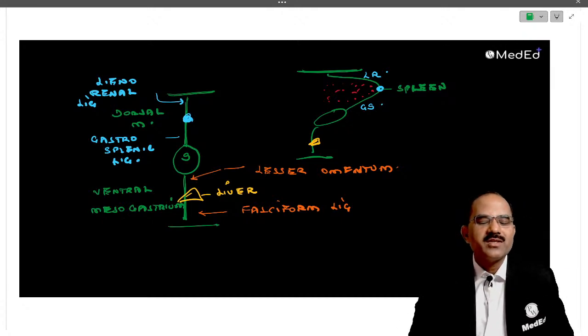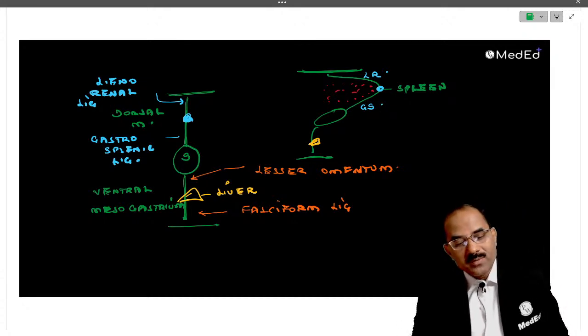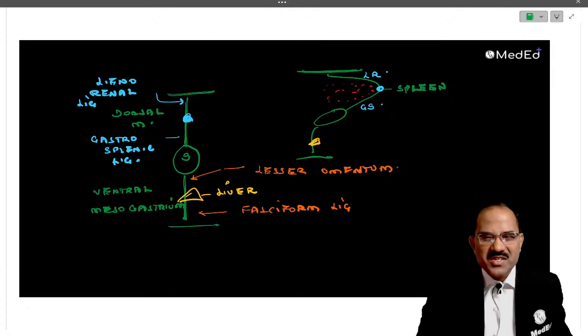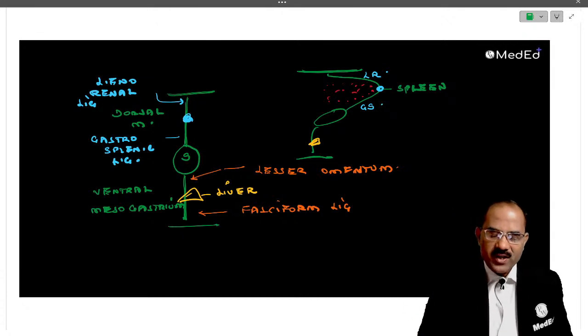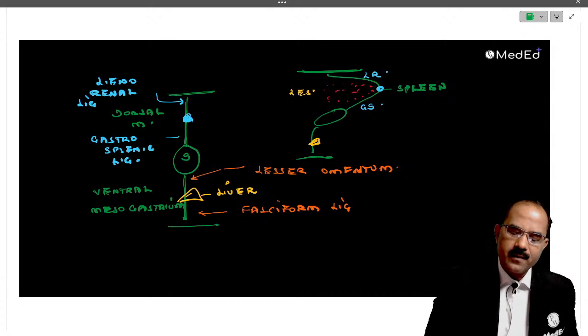It's not the great omentum, bachcha. It's a cavity, my dear child. It's a cavity which is formed behind the stomach, and this cavity is formed because of the rotation of the stomach, and this is what we call as, yes my dear children, the lesser sac. That's the lesser sac.